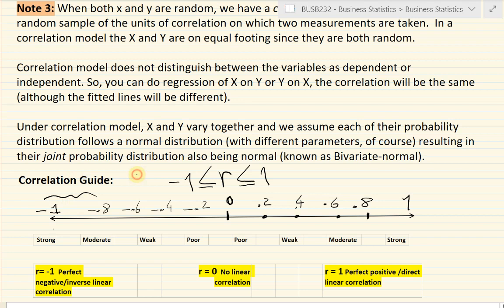Now, a correlation of 0 here means there is no linear correlation. And notice in highlight yellow, I made sure I have the word linear, linear, and linear here. So -1 is perfect negative or inverse linear correlation. 1 would be perfect positive correlation, and 0 is no correlation.